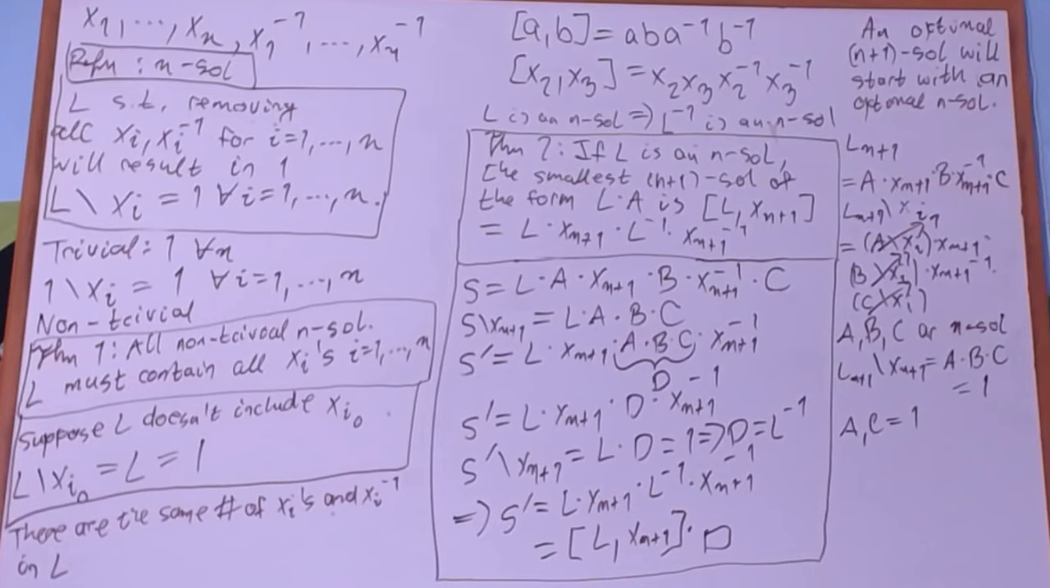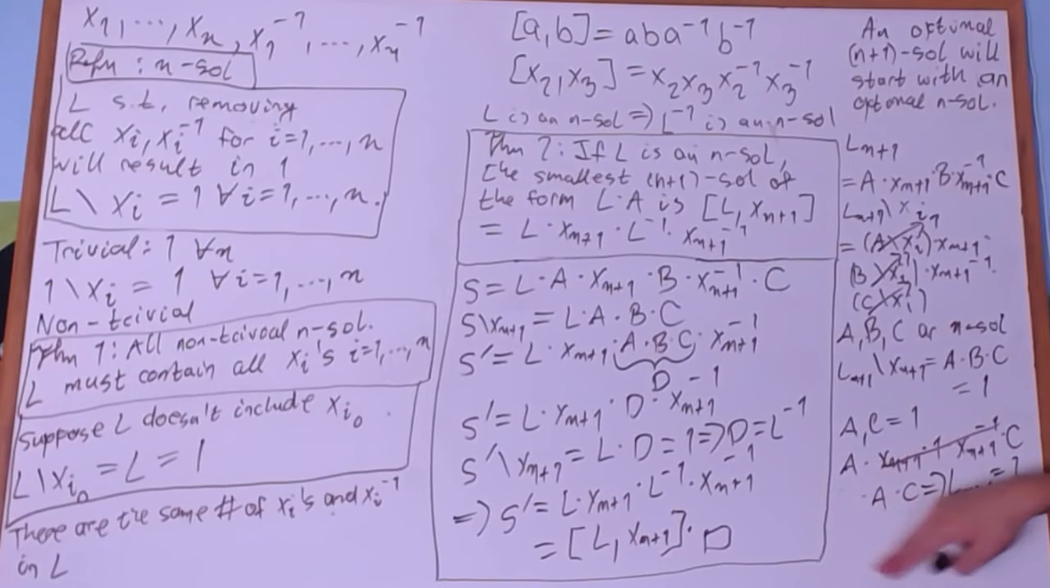Now, why can't I do the same with B? Well, let's say we removed B and we made it the trivial solution. Then I would have A times xn plus 1 times 1 times xn plus 1 inverse times C. Those cancel out, and we just have A times C, which, I don't know if you know that, neither A or C has an xn plus 1 in it. By theorem 1, that means that the solution that we got was the trivial solution, and that's not what we wanted.